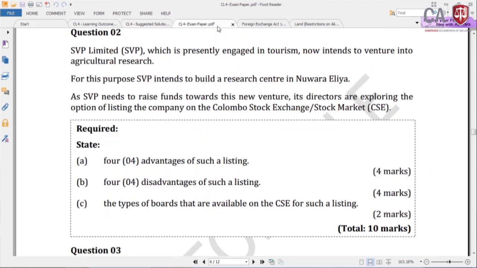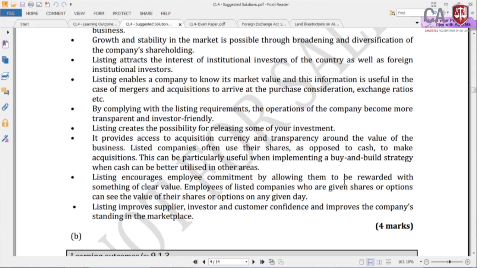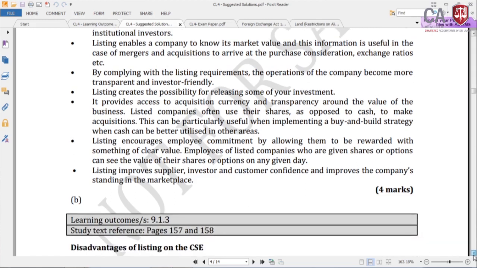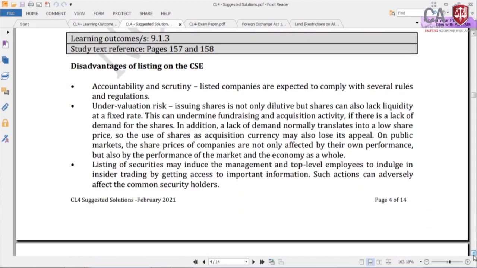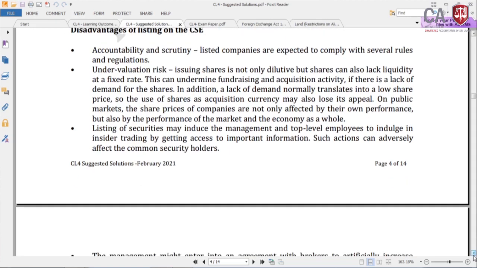Then they are asking about 4 disadvantages of a listing. And if you look at the answers, you will find the disadvantages of listing on CSE. The accountability and scrutiny. Listed companies are expected to comply with several rules and regulations.